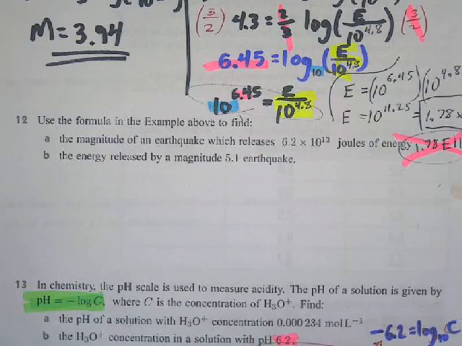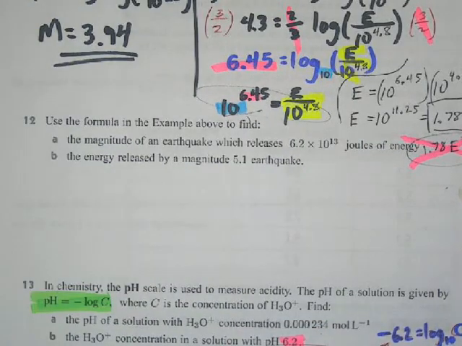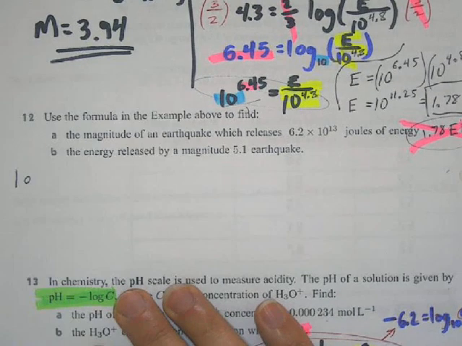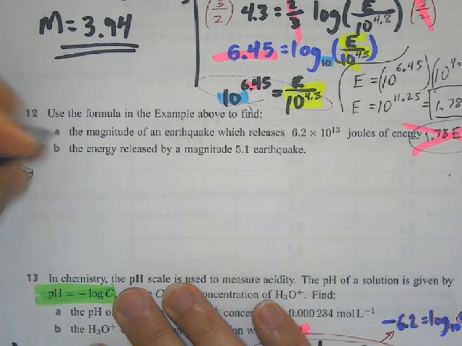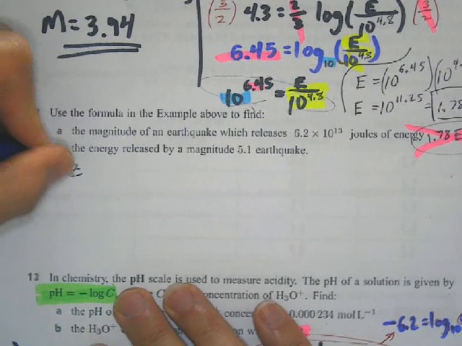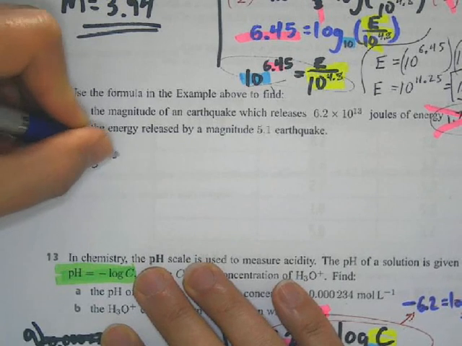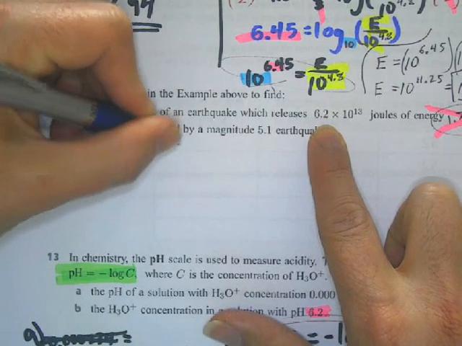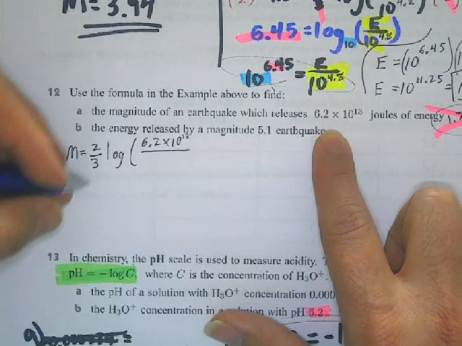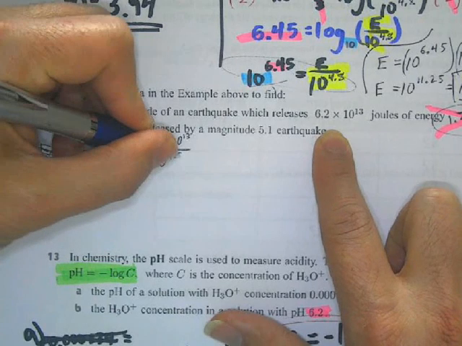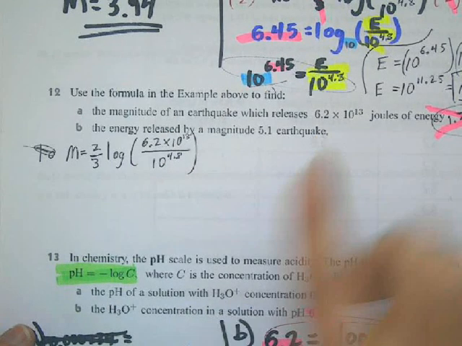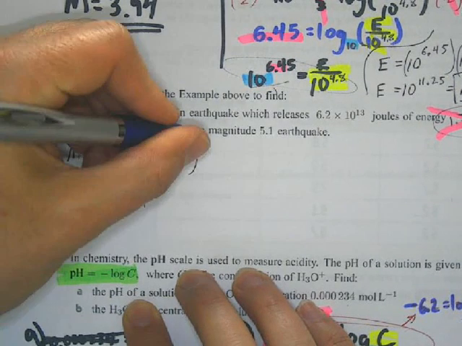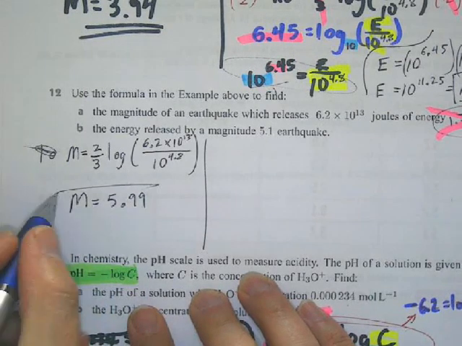So let's see here. We've got m. Oh my gosh. M equals 2/3 log. The new power is 6.2 times 10 to the power of 13 over 10 to the power of 4.8. Plug that into your calculator, and you get m equals 5.99. During class, very few people had difficulty with finding A.